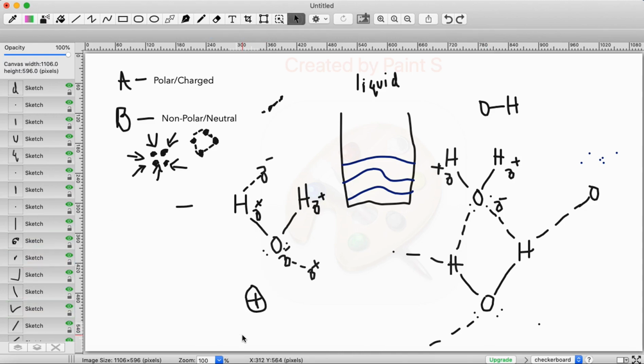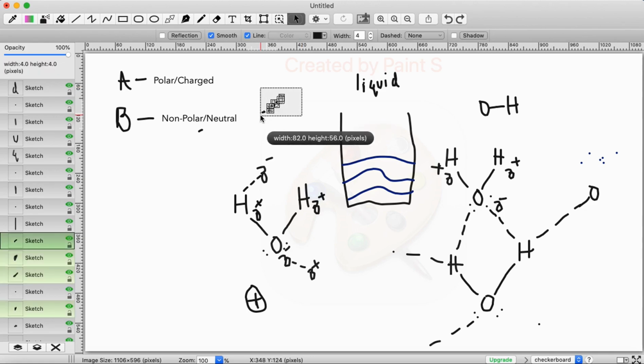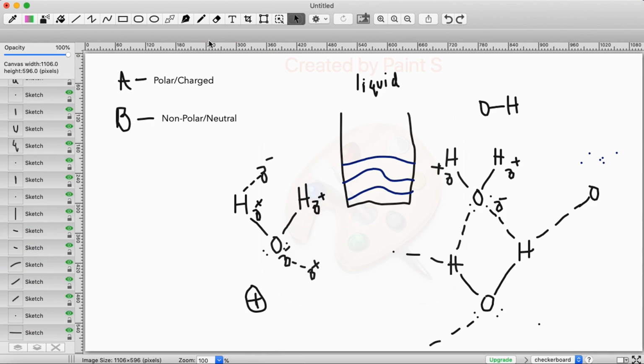So when we have water, let me draw it back again. We have a water molecule. This water molecule is polar, okay? So we define the polar, charged molecule as A. Really, for this structure, we can just draw this structure as A.